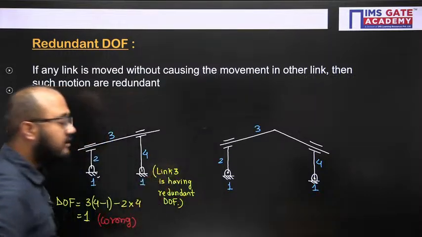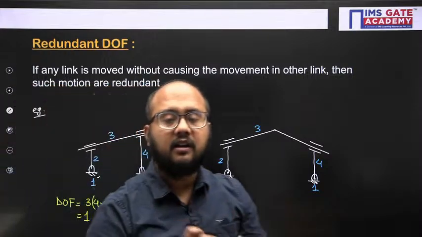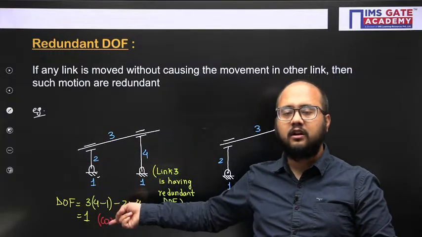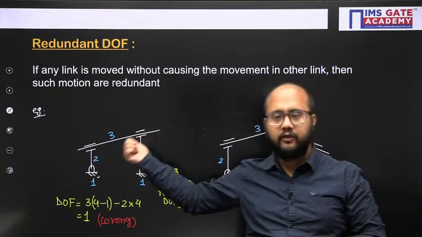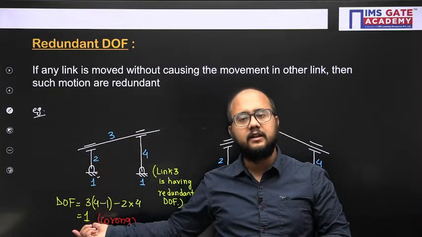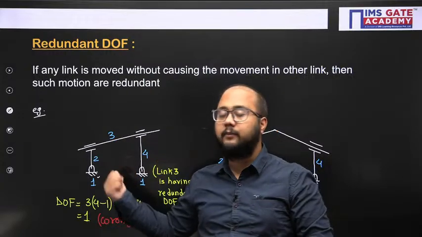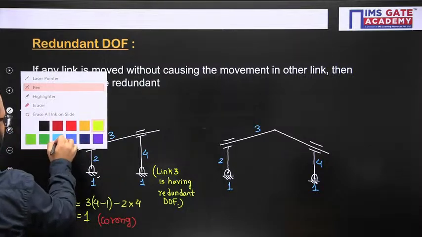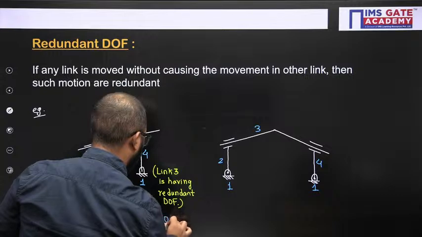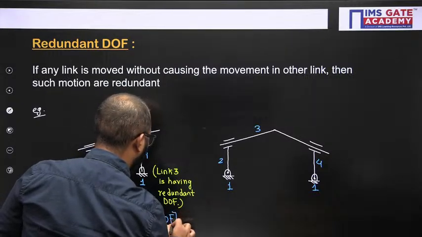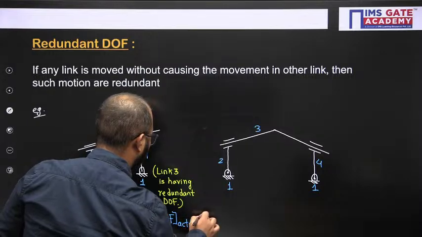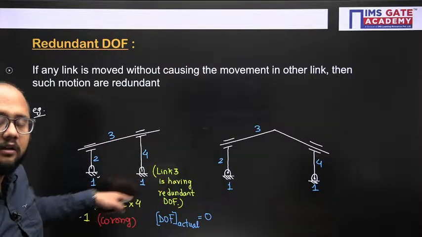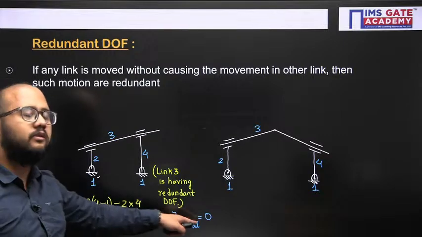Whenever there is a redundant degree of freedom, we have to subtract it from the final answer. So the final answer from the formula we are getting is 1. Subtract the redundant degree of freedom, that is 1. So the resulting answer will be 0. Resulting answer of this particular mechanism will be 0. Okay, so let me mark it here. Degree of freedom actual will be 0, because the redundant degree of freedom we have to subtract. Answer is 1 from the formula. Redundant degree of freedom is 1. Subtracting both the values, you will get the answer as 0.